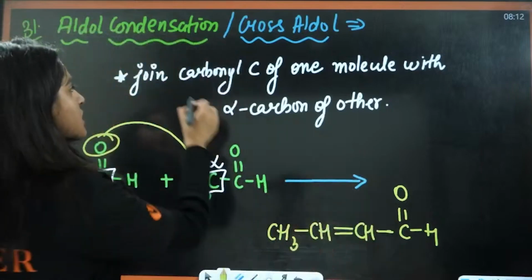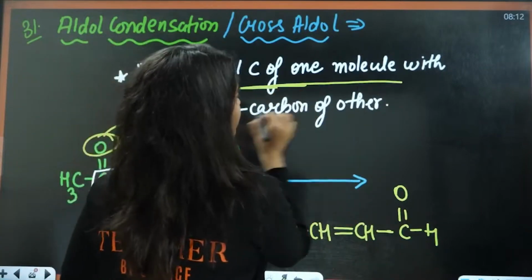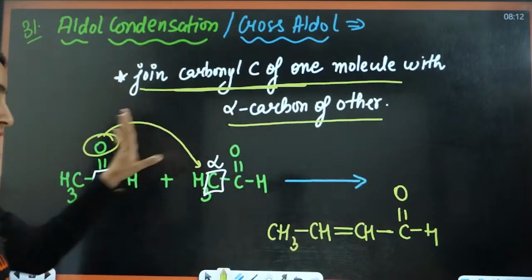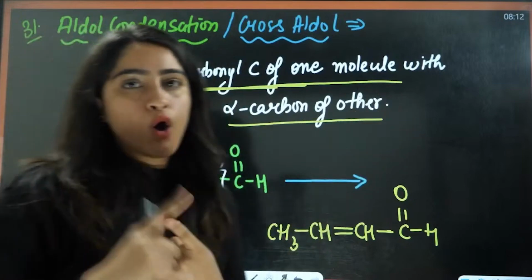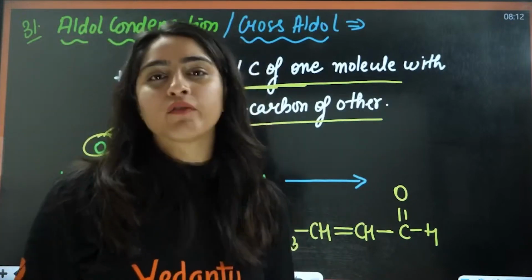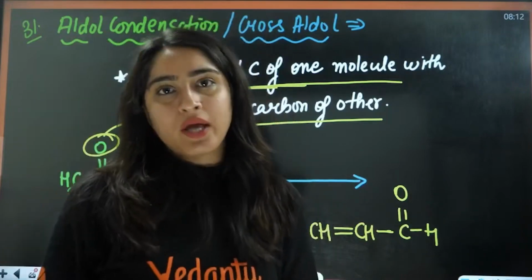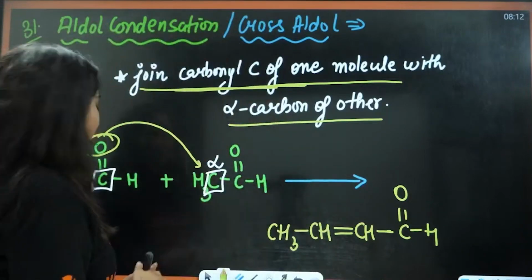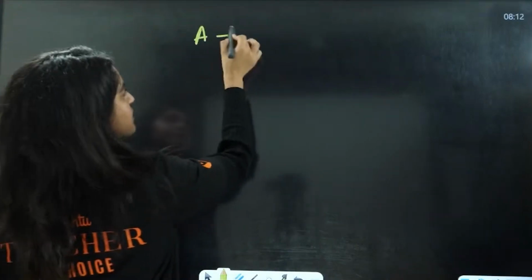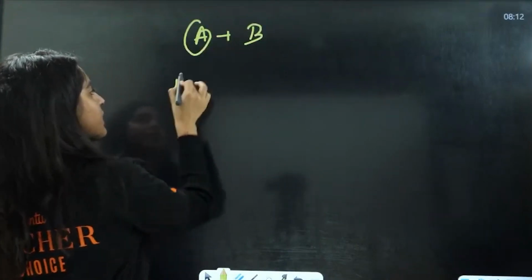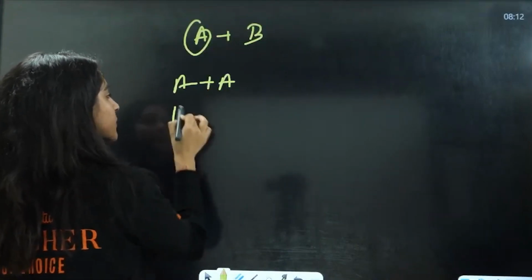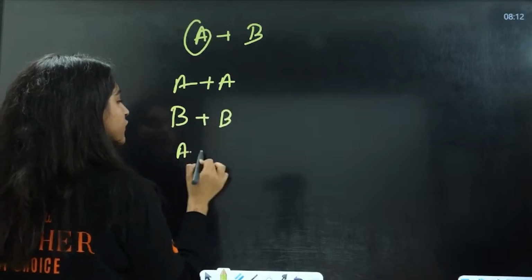What is the trick? Just join the carbonyl carbon of one molecule with the alpha carbon of the other. If you have cross aldol, the same thing will be applied. In cross aldol, there will be multiple products, because if you have A and B, A will react with A, B with B, then A with B.